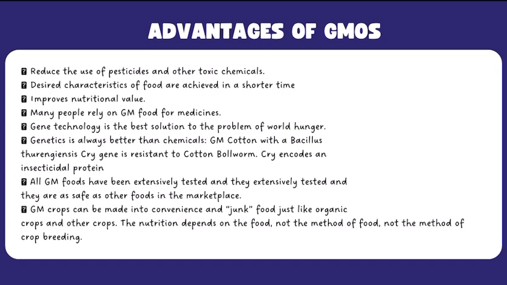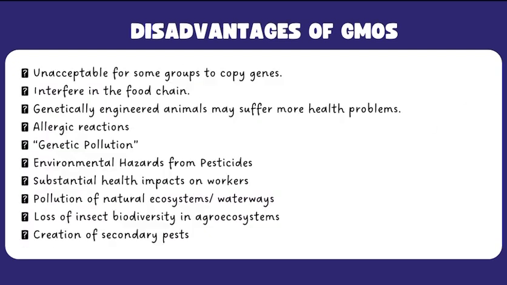Number 8. GM crops can be made into convenience and junk food just like organic crops and other crops. The nutrition depends on the food, not the method of crop breeding.